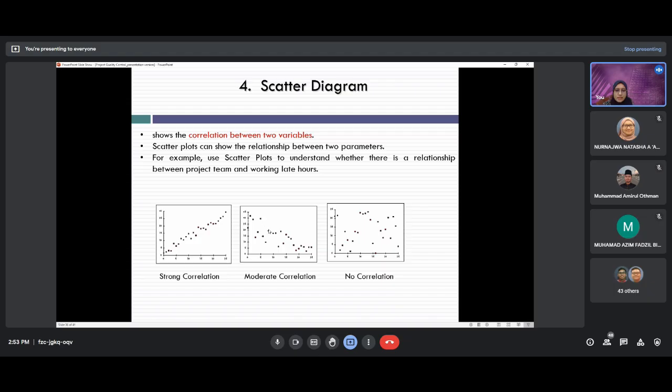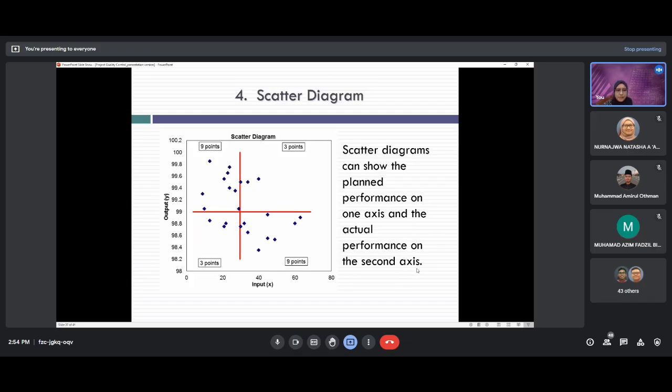But if this is scattered all over the place, or maybe not too near to each other, it is a moderate correlation. But if your data is all over the place, then there is no correlation, right? No correlation means that there is no correlation between project team and working late hours. So that is the scatter plot. Okay, scatter diagram.